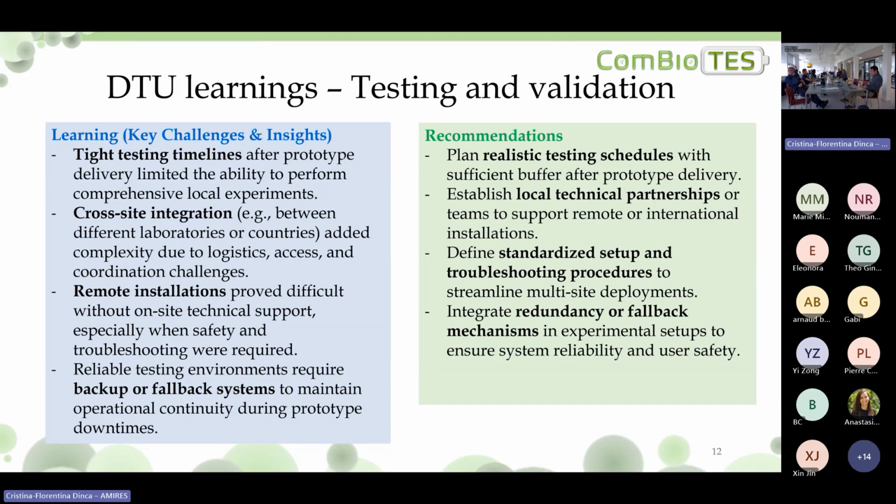And the second learning is regarding testing and validation. It's kind of like a follow-up of the first learning element. But regarding the testing and the validation, we also have some special concerns and learnings. I have to say that I really appreciate that DTU is in this consortium and having Arnaud and the other partners, showing all the positive attitude since the beginning.